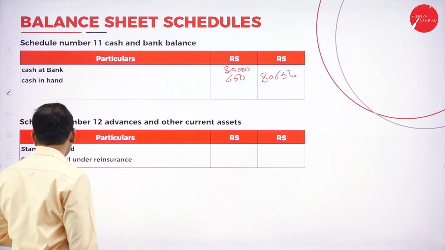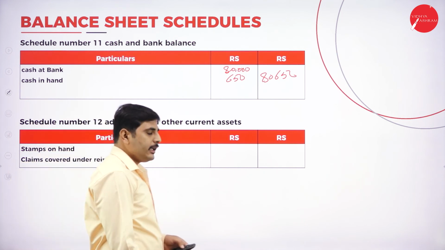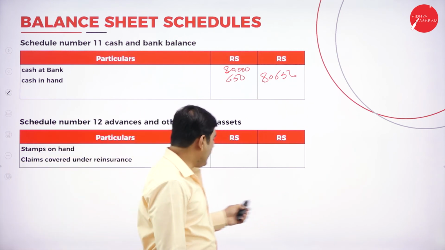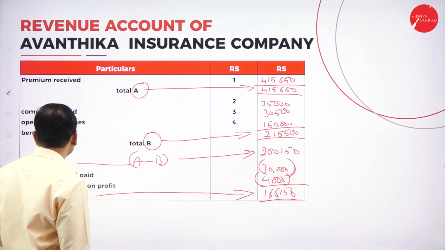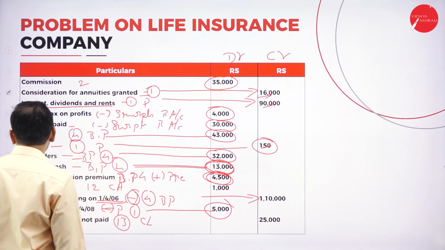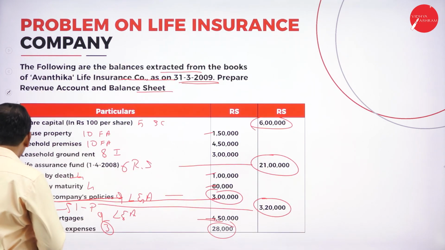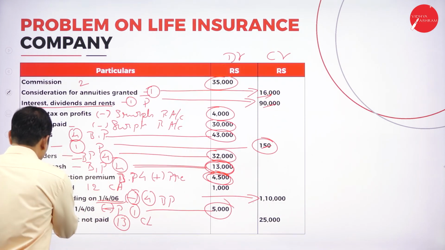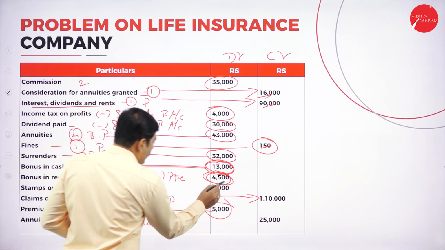Next one, schedule number 12, advances and other current assets. What are the advances? Stamps on hand and claims covered under reinsurance are the advances. Claims covered under reinsurance is an adjustment. So first go to the stamps. What is the value of stamps we are having? So stamps on hand we are having how much? 1,000.